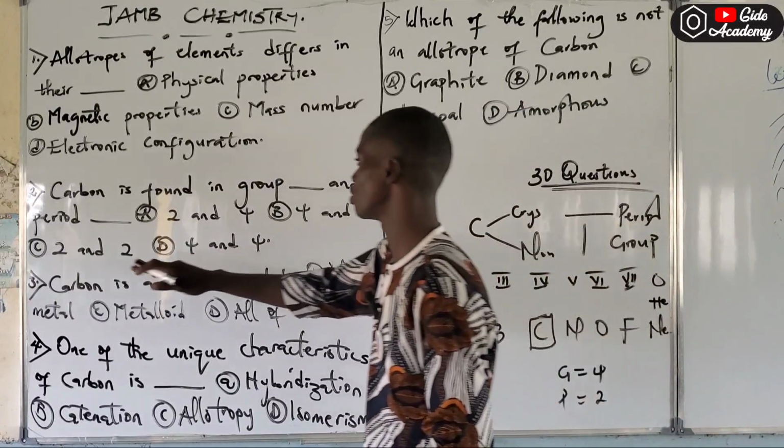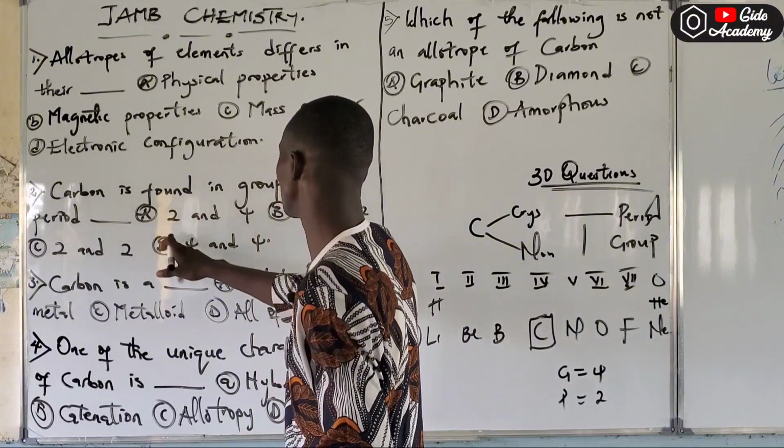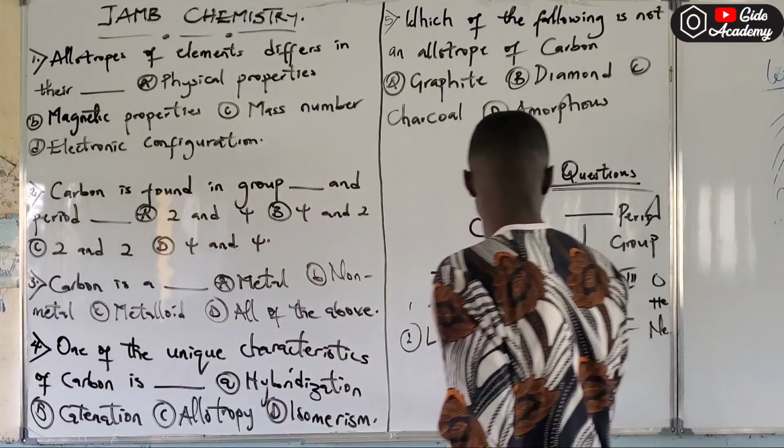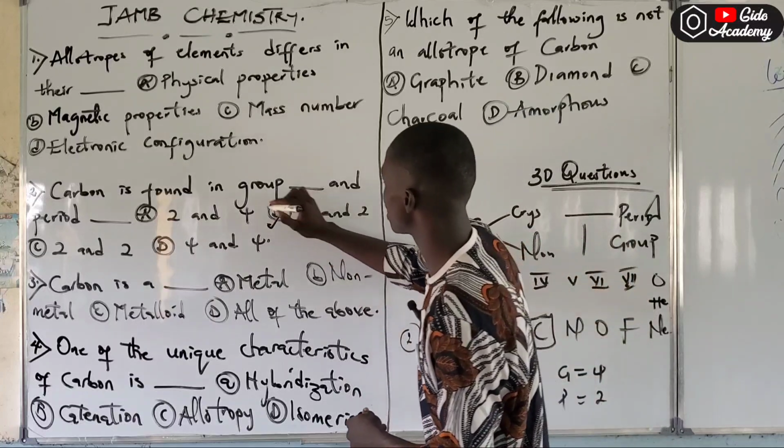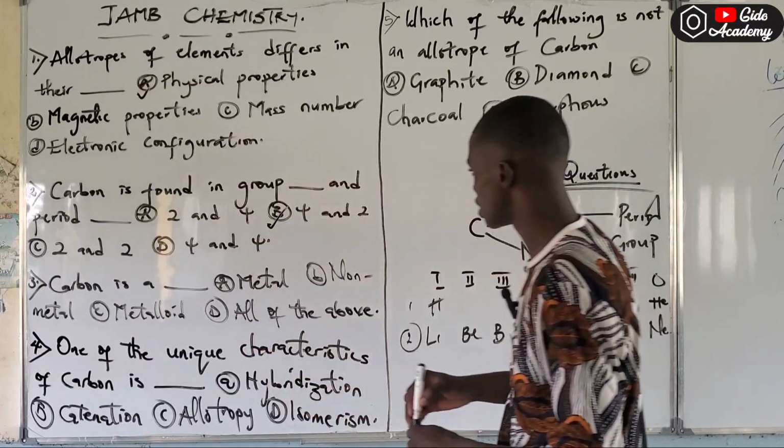So let's go back to the options. Carbon is found in which group and period in the periodic table? Group 2 and period 4? No. Group 4 and period 2. So this is the correct answer. This is the one that is correct here.